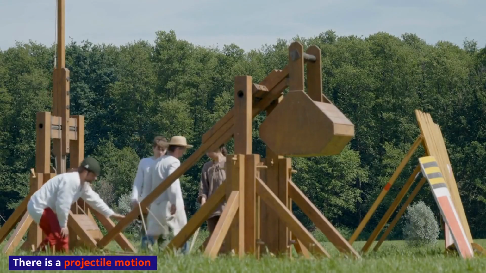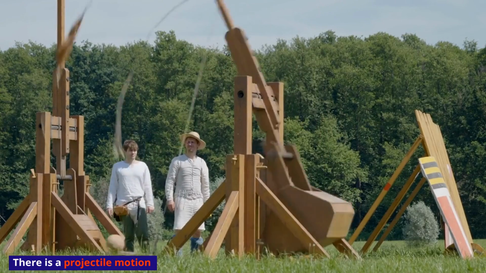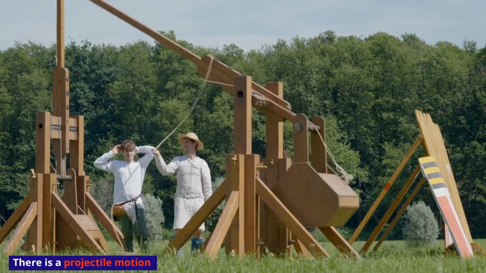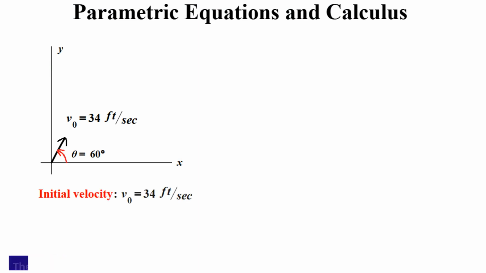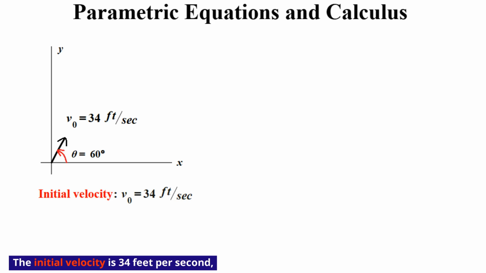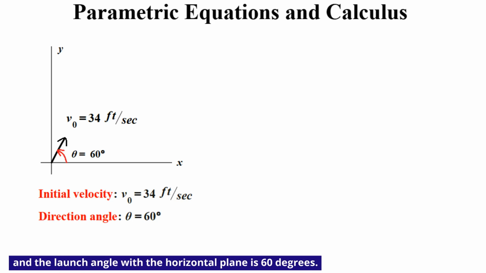There is a projectile motion given with an initial launch velocity and an angle. The initial velocity is 34 feet per second, and the launch angle with the horizontal plane is 60 degrees.